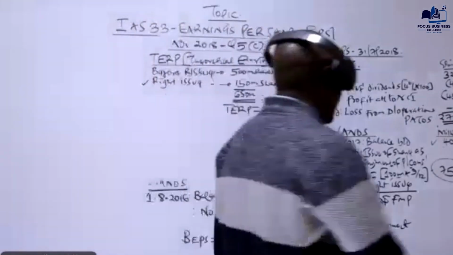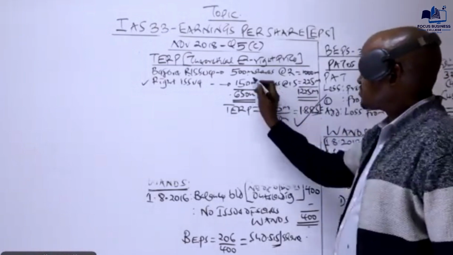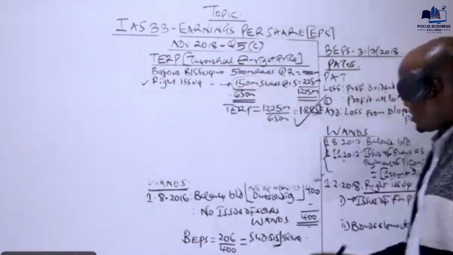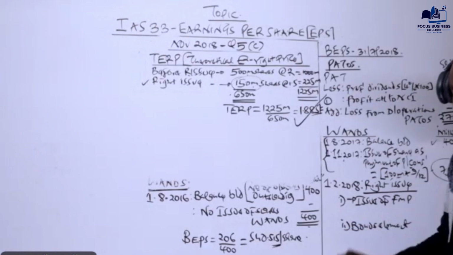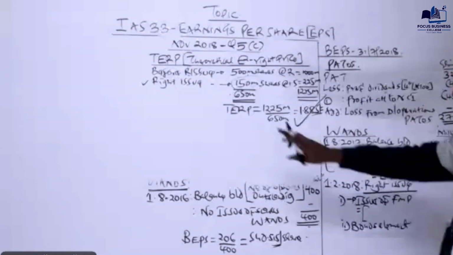Now, having that, I want us to come back here. We split these shares which were issued during the rights issue into 2 components. How many shares were issued at full market price? We just need to recall the formula which I've given you. Compute how much amount was received by the company from these shares which were issued.